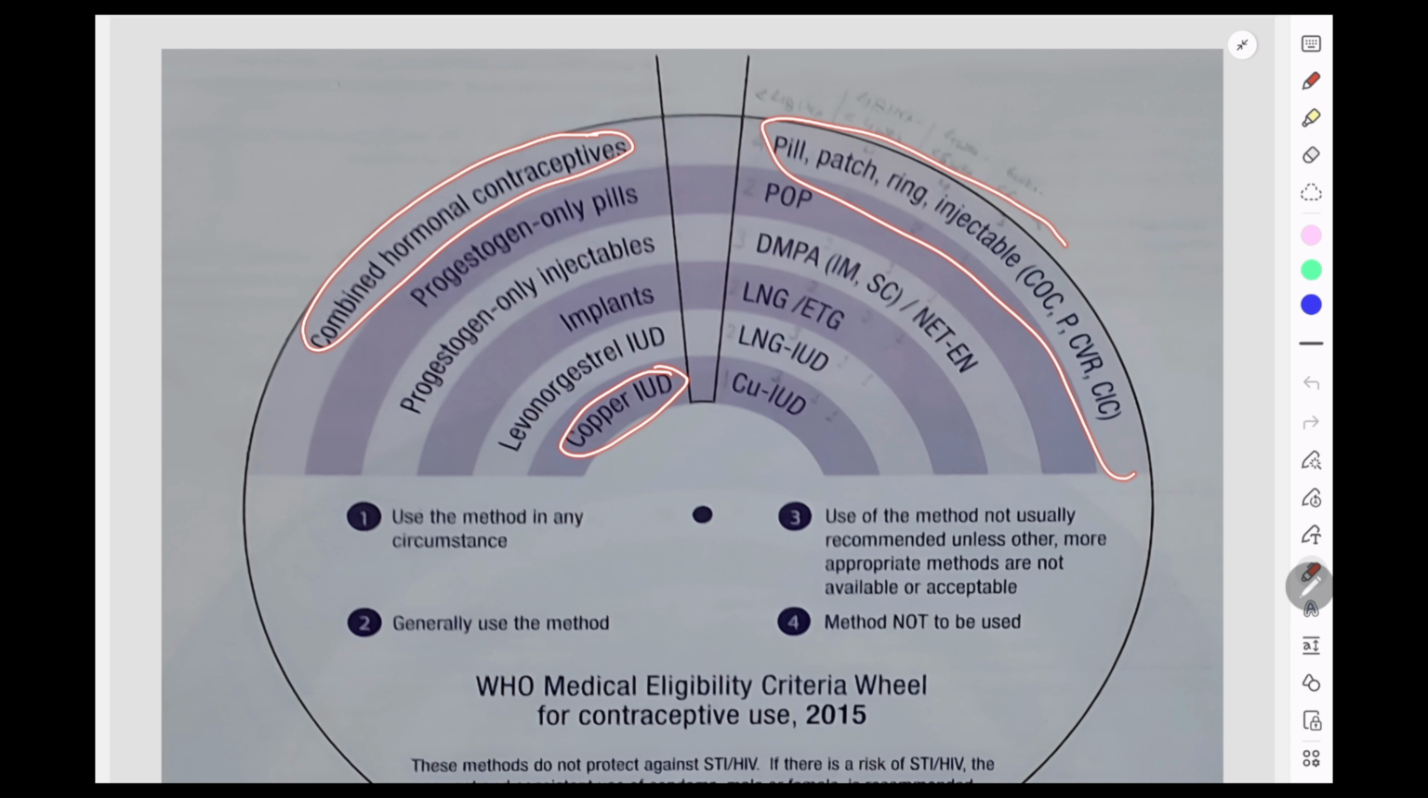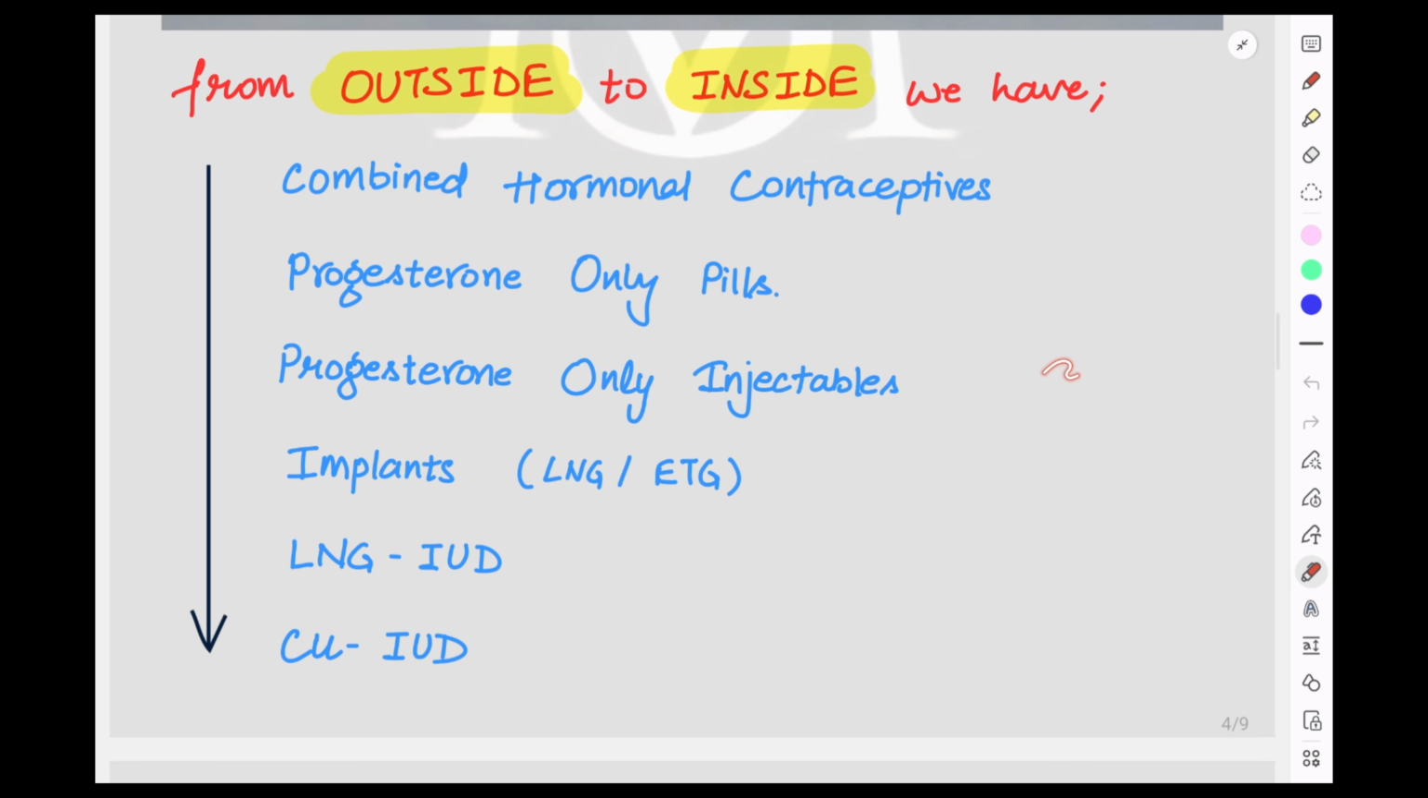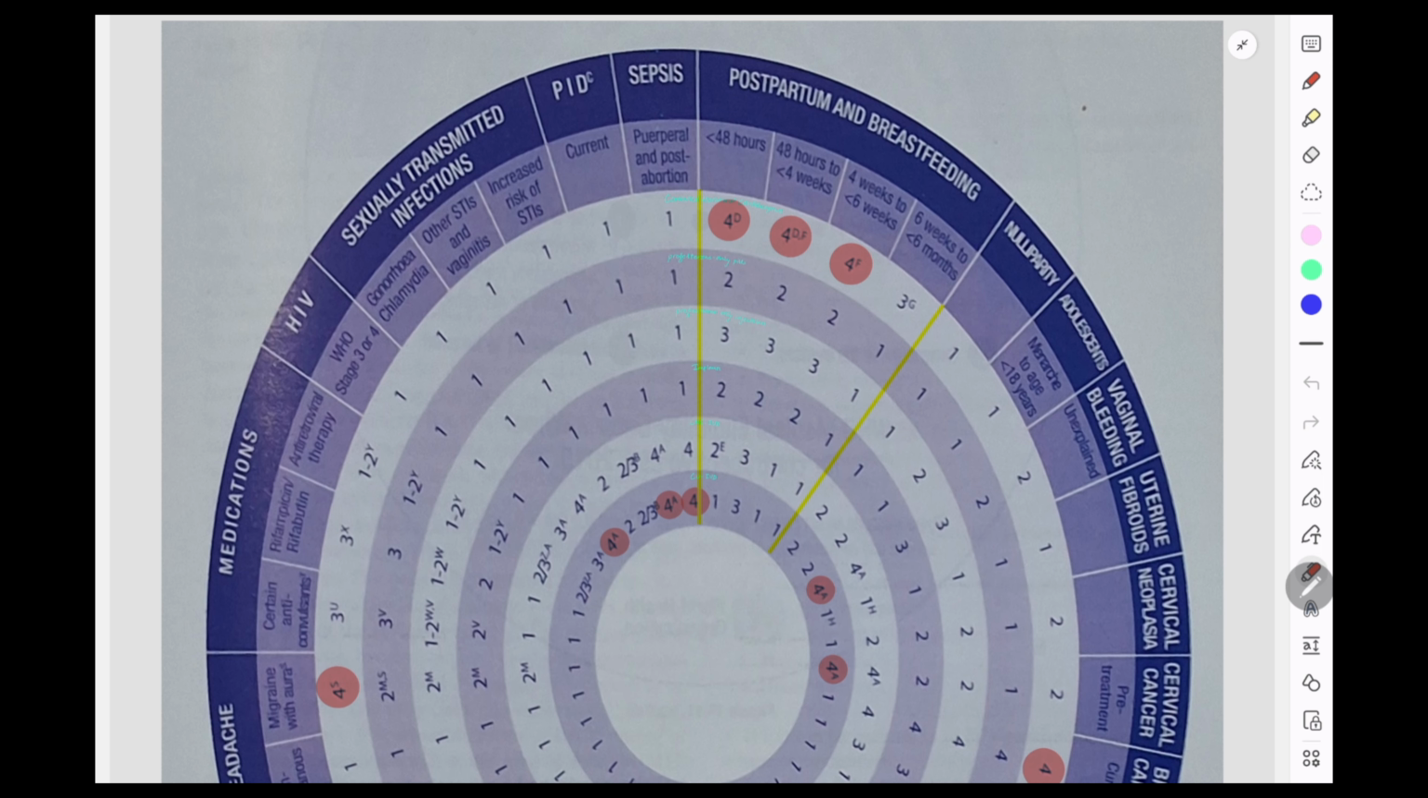You have to keep this in mind, and also keep in mind the categories. Here it is written that category 1 is generally used, category 3 has more risk, and 4 is contraindicated. So you have to learn this wheel. Now we have completed the first step. The first step is the categories, and the second step is what contraceptives are there from outside to inside in the wheel. Now we'll come to the most important wheel.